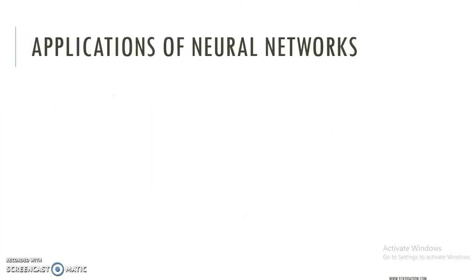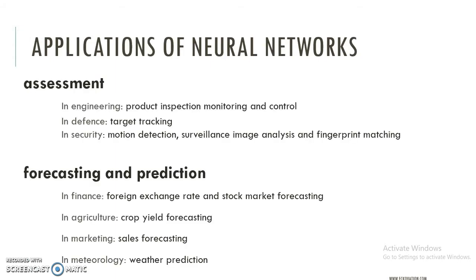Like we were discussing the applications of neural networks, assessment, forecasting and prediction are also part of neural networks. In engineering, we do product inspection, monitoring and control. In defense, while the captain is tracking a particular target, he uses a neural network process so that the weapons can be adjusted accordingly. There are also a lot of security uses of neural networks, like fingerprint matching, surveillance, and motion detection. These are some of the applications.